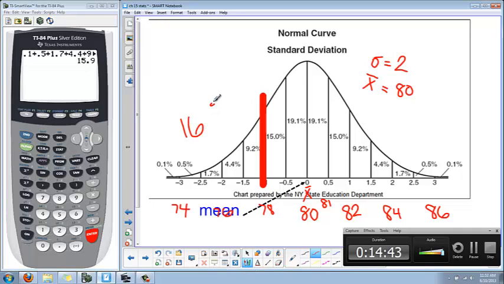And I'm going to just start abbreviating it like this, percentile. That line right there is about the 16th percentile because if you add up everything below it, that adds up to about 16%.